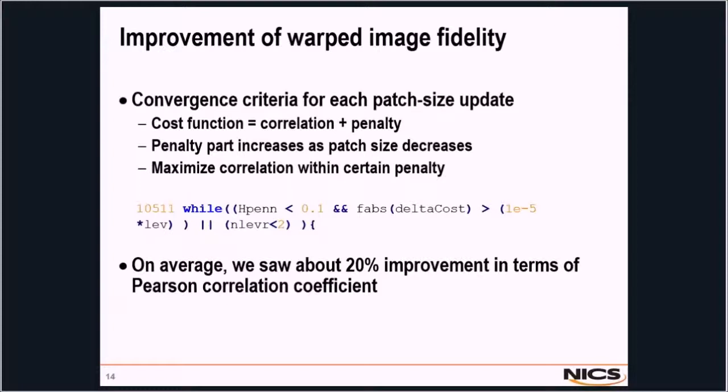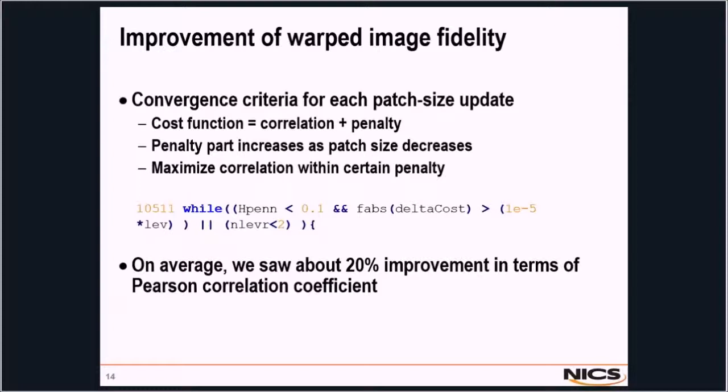Basically, the cost function for this optimization procedure has 2 parts. One is correlation, the other is penalty. The correlation is between your warped image and your template. So that's the real quantity we want to optimize. And there's a penalty term, which in this case is defined as elastic energy. It's to make sure that you don't get unphysical results, like moving the voxels far apart.